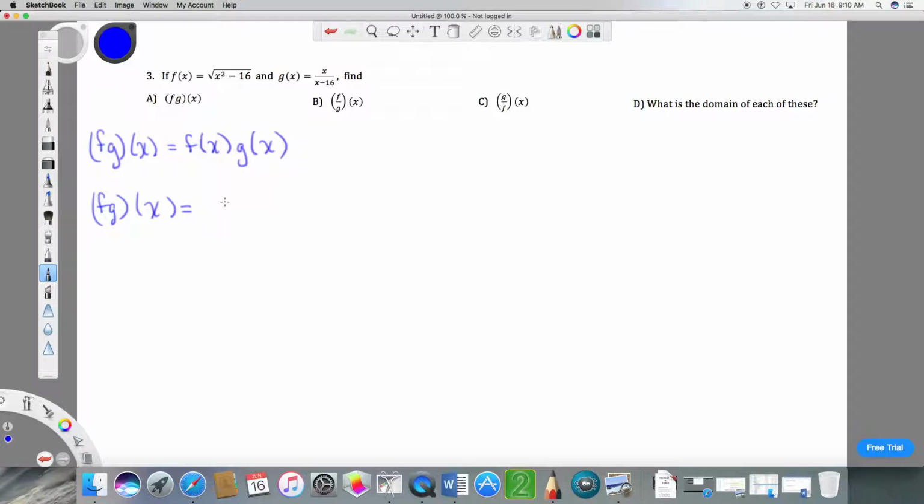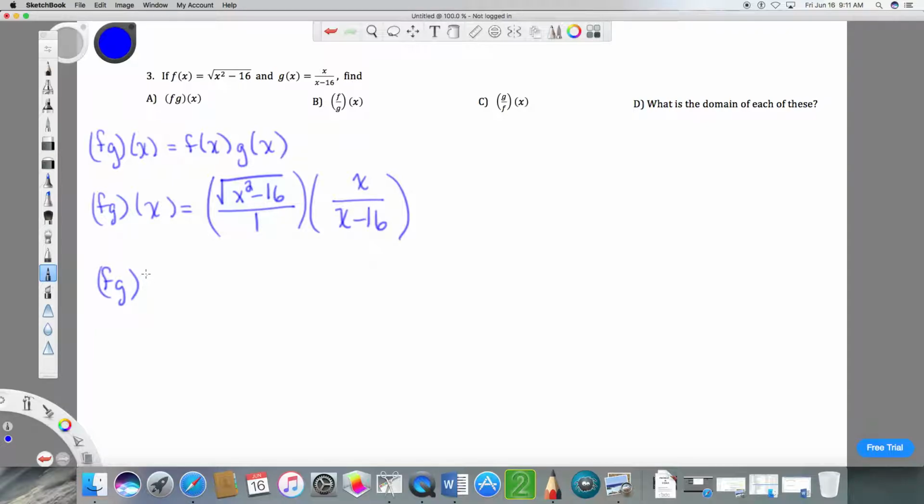For f, we have the square root of x squared minus 16, and I'm going to write that over 1. And you can always do that. You can always take something, divide it by 1 to create a fraction. And here, for g, I have x over x minus 16. Now, x squared minus 16 factors to x plus 4 times x minus 4. There is no way that I can simplify this radical. This factor in the numerator and this factor in the denominator are not the same. They do not divide to 1. I can't come in and cancel anything with that.